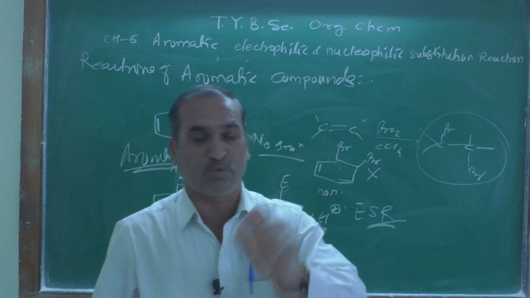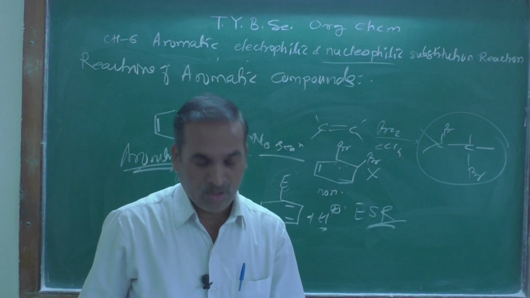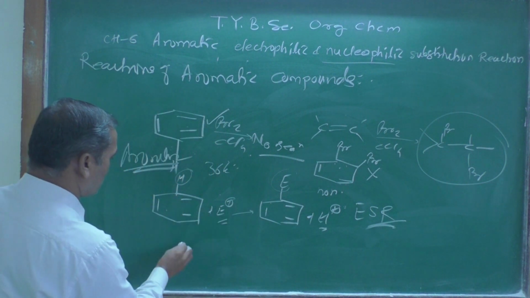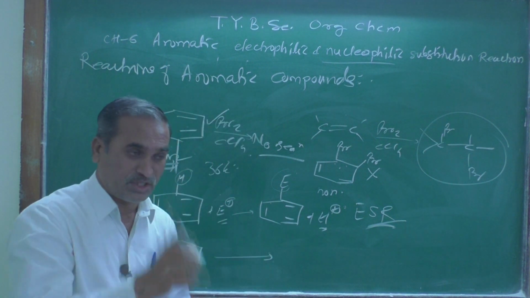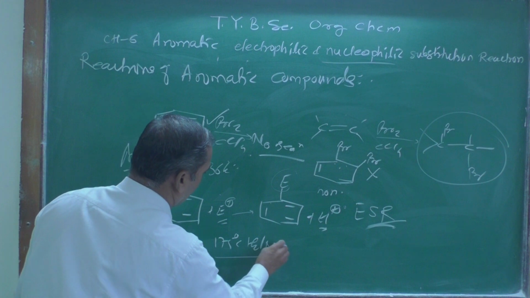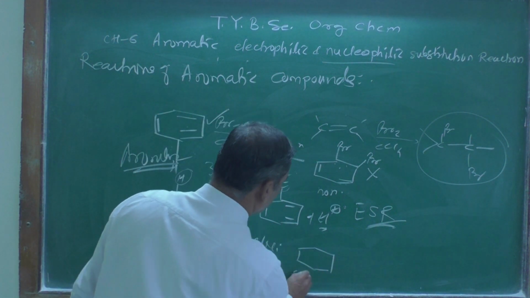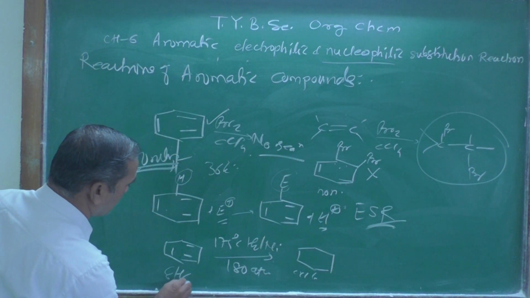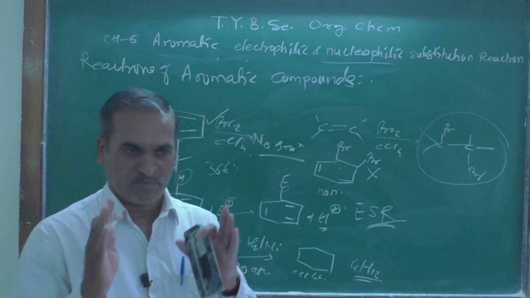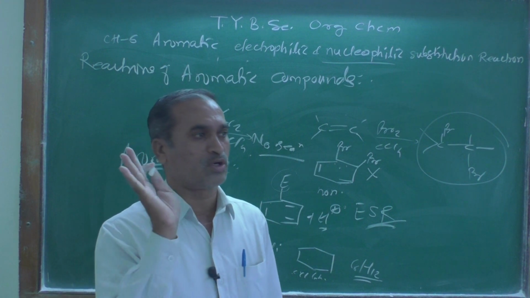Second, it undergoes electrophilic substitution reaction, and here we have written nucleophilic substitution reaction. In a special condition, it can show an addition reaction also. For example, suppose this is benzene, and in a special condition, for example 175 degrees centigrade, H2 in the presence of nickel and 180 atmospheres, benzene undergoes an addition reaction and we get cyclohexane. Benzene has molecular formula C6H6, whereas cyclohexane has molecular formula C6H12. So in a special condition it can undergo addition reaction, but at normal conditions benzene does not.